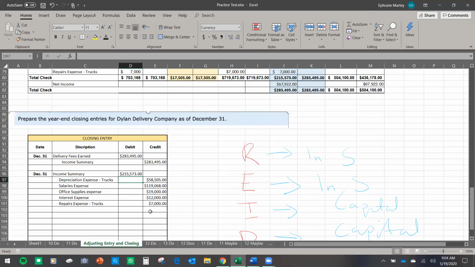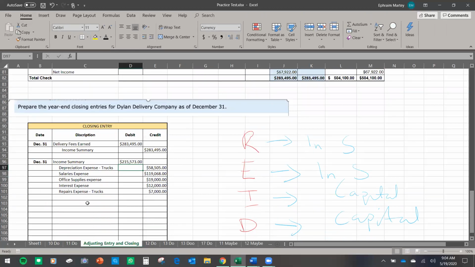Now we go to income summary. We have to close income summary into capital.